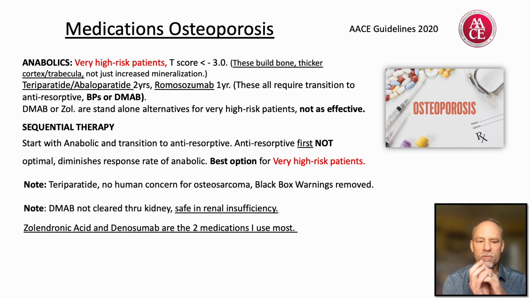Zoledronic acid and denosumab are the medications I tend to use most. I find them to be the most effective and well tolerated in patients, and it helps with compliance as well. There are some issues with daily or weekly or monthly compliance of the oral bisphosphonates, and then of course they can exacerbate some GI issues like esophagitis.